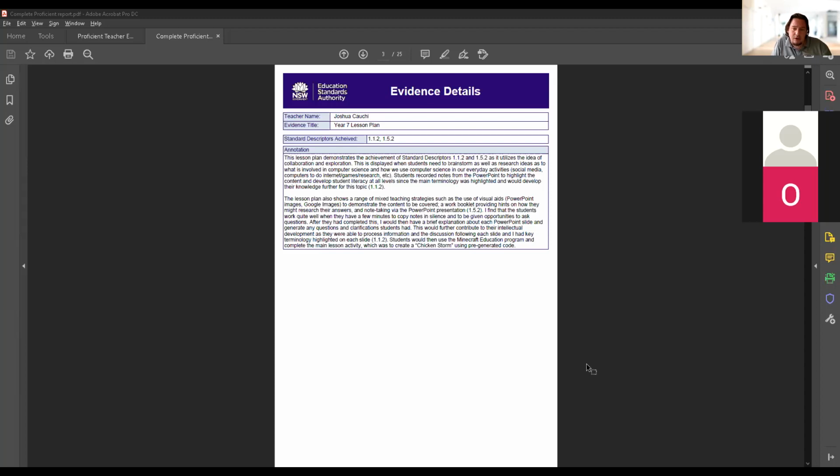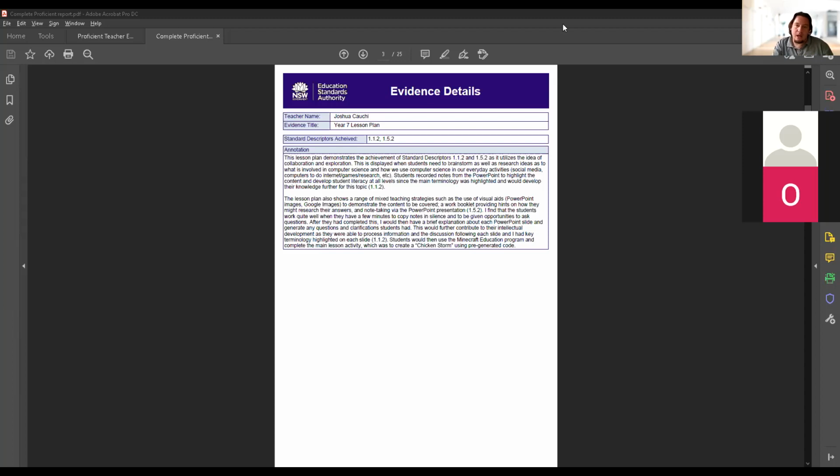Students will then use the Minecraft education program and complete the main lesson activity, which is to create a chicken storm using pre-generated code. If I gave that lesson plan and that annotation to a random bloke on the street, I'm fairly confident that they would know what I'm talking about.